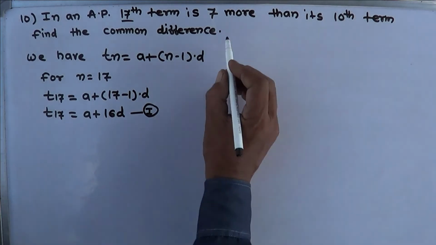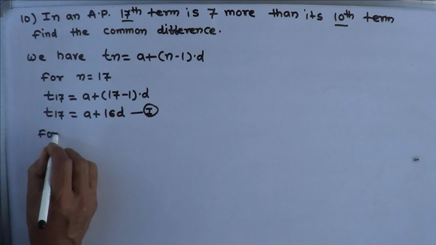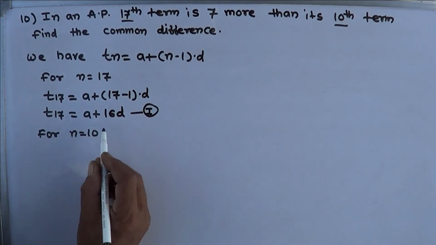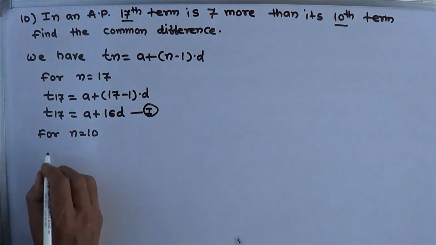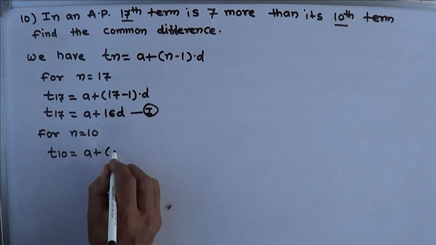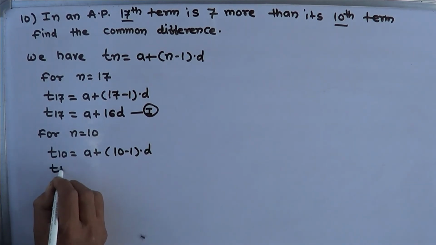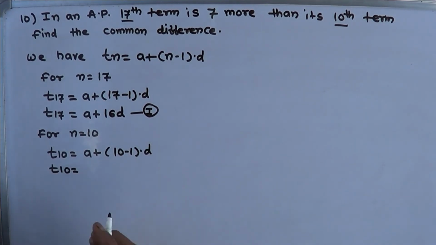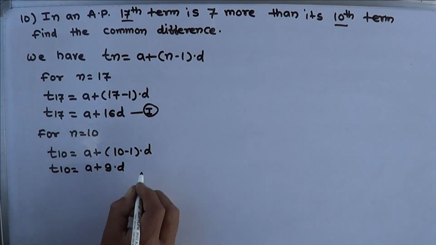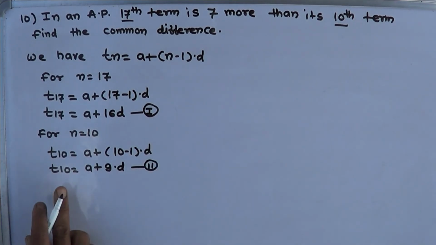Now we will find the 10th term. For n equal to 10, now put the value of n equal to 10 in this formula. T10 will be equal to a plus 10 minus 1 into d. So T10 will be equal to a plus 9d. This is our second equation, or this is the value of our 10th term.